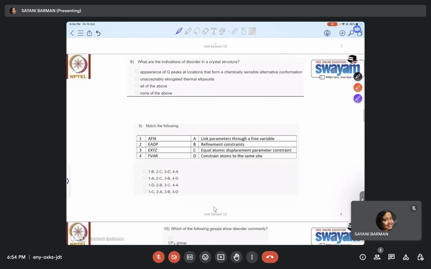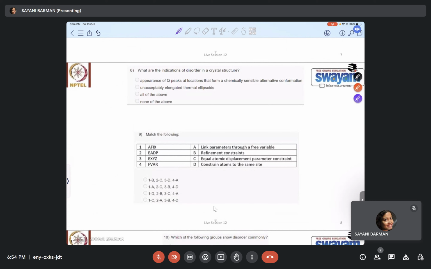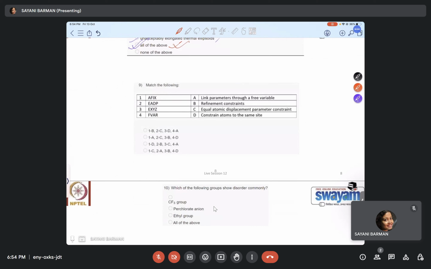The next one is: what are the indications of disorder in a crystal structure? Both of them are due to thermal motion: elongated thermal ellipsoids, this one, and also multiple locations, like misplacing of the atoms. Appearance of Q peaks at locations that form a chemically sensible alternative conformation, yeah, that's also true. So the answer will be all of the above.